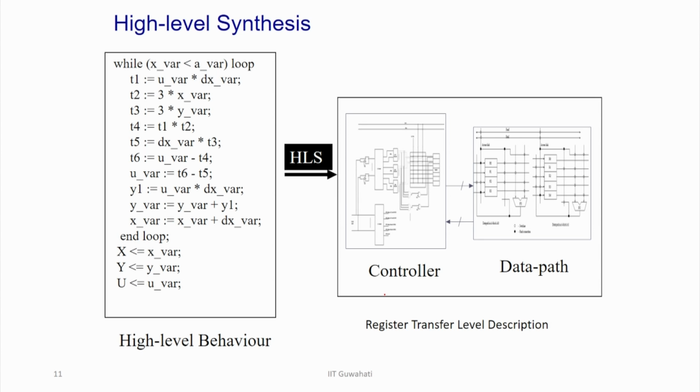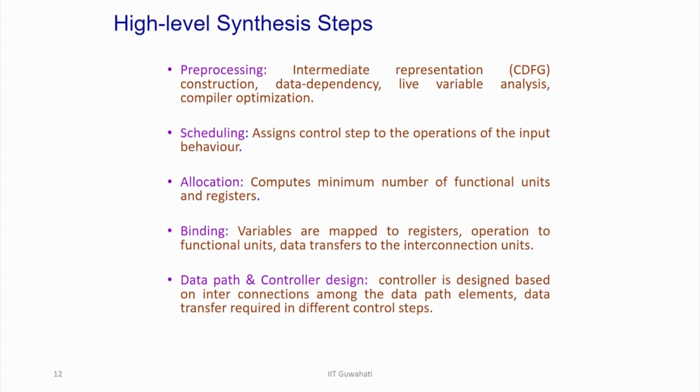On the right hand side, after high level synthesis, we will get a register transfer level design which consists of a data path and a controller. The data path is there to execute these operations in the hardware, and the controller is there to control the execution of operations in the data path. Finally, we are going to generate this kind of circuit, and we will now discuss how we can do this step by step.